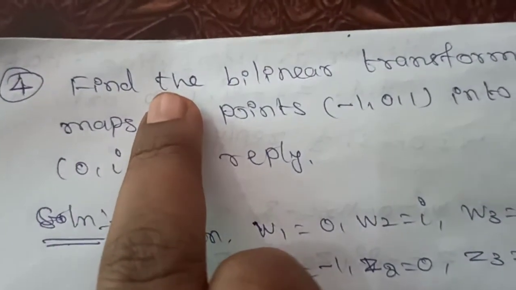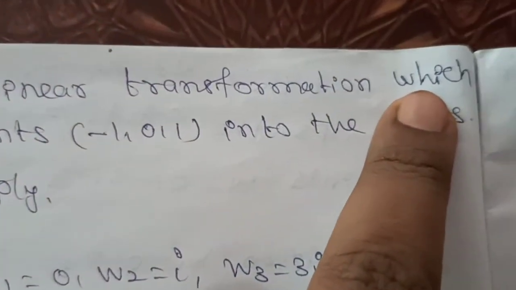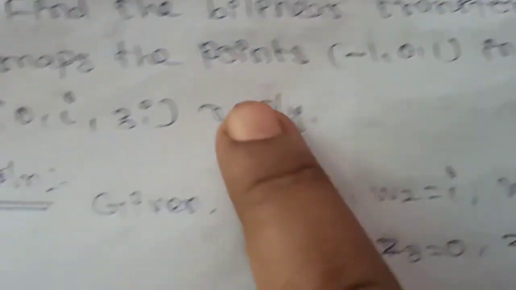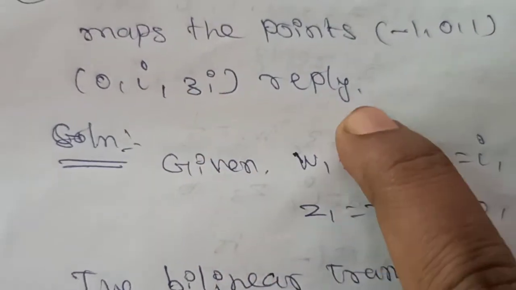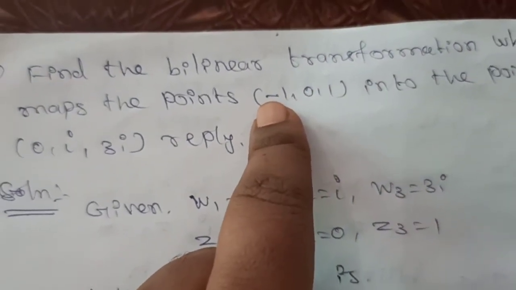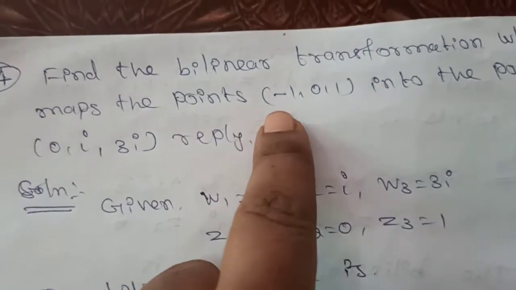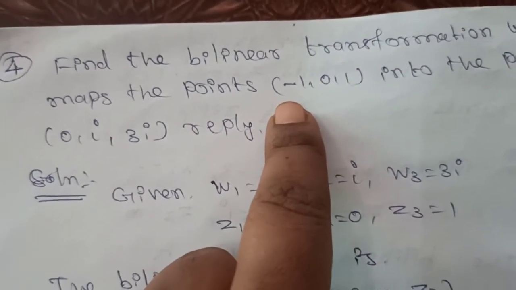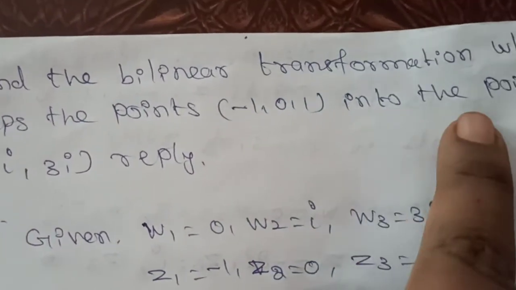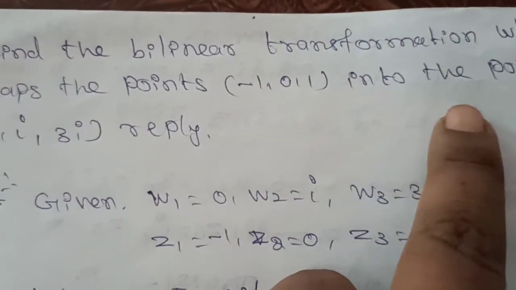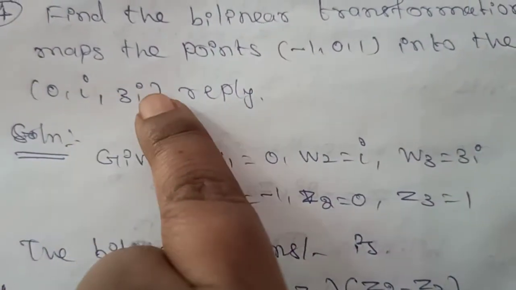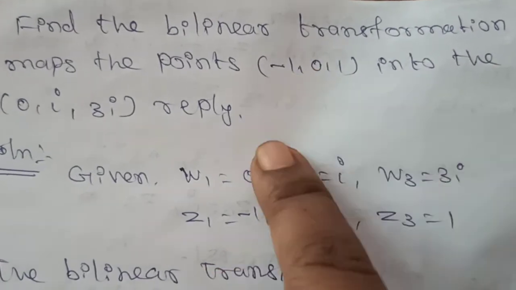Next problem. Find the bilinear transformation which maps the points minus 1, 0, 1 into the points 0, i, 3i respectively. This problem does not mention which one is the z value and which one is the w value. I already told you in the previous video: the first points are considered the z values, and the points after 'into' or 'onto' are considered the w values.